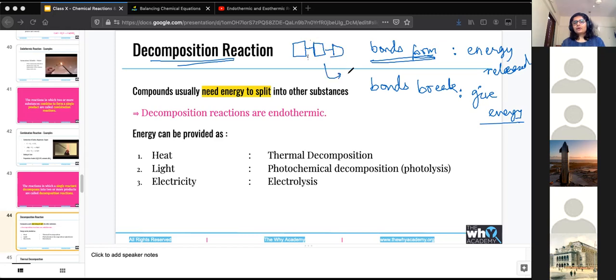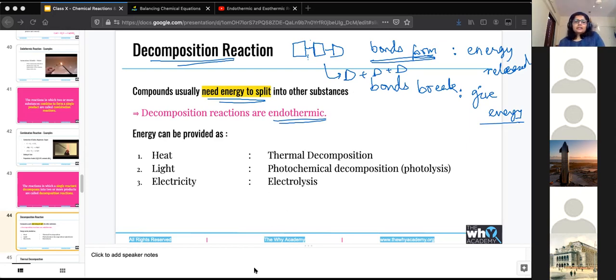That is why in a decomposition reaction, you're literally breaking the bonds between atoms. So you're going to break all of these to produce simpler products. Because you're breaking bonds, you need energy to split that compound into other substances. So more often than not, decomposition reactions are usually endothermic. If you need examples of endothermic other than the ammonium chloride reaction, you can pick any of these decomposition reactions. They're all endothermic because you're providing energy for the reaction to happen.